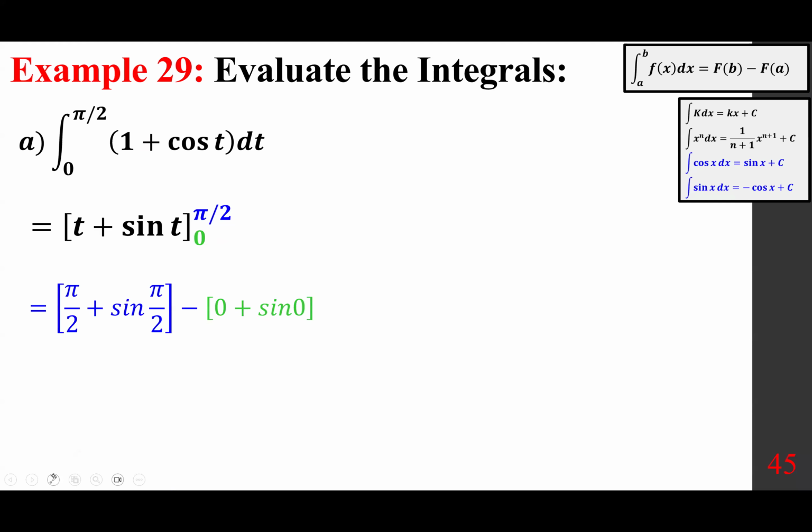0 and sine 0, they are both 0. So this is 0. Sine of pi over 2 is 1, so we get pi over 2 plus 1 precisely, and leave it as such, because we want an exact answer if possible.